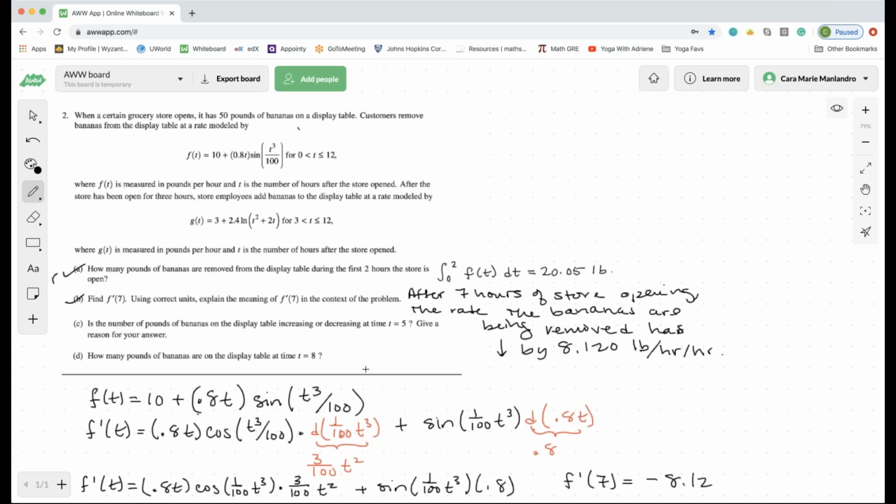Everybody hanging in there? I know it's a Friday night. Why pounds per hour per hour? The original units are pounds per hour. And then when I took the derivative, it's a rate, so I get another per hour. Make sense?